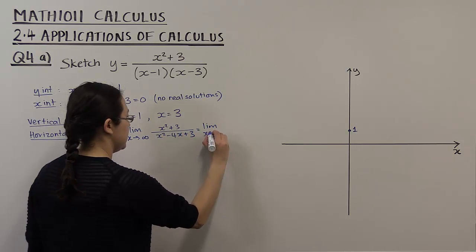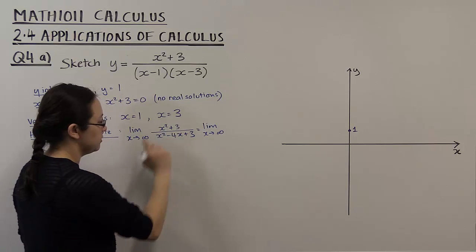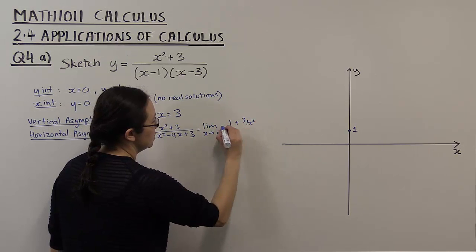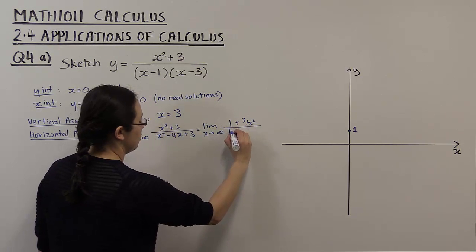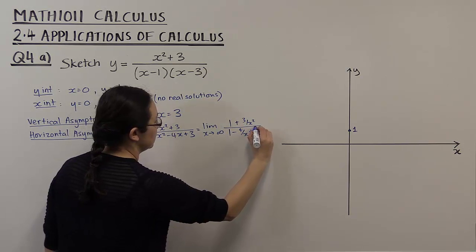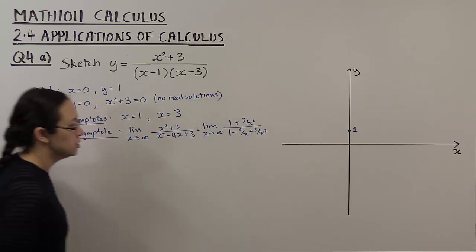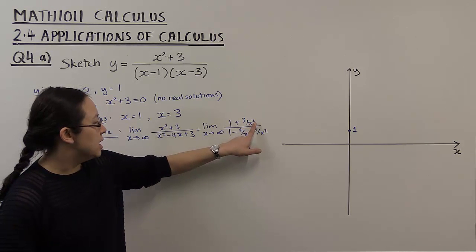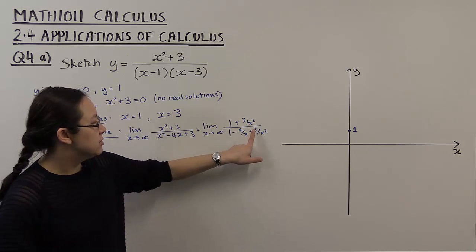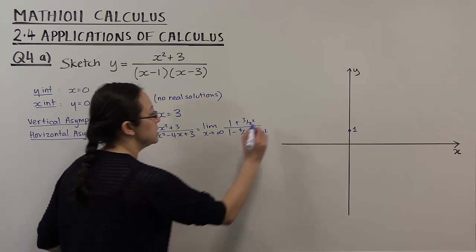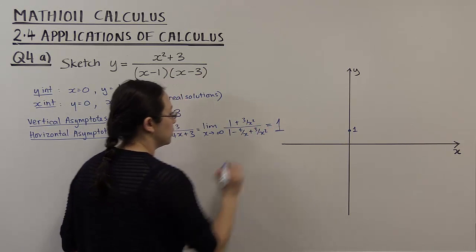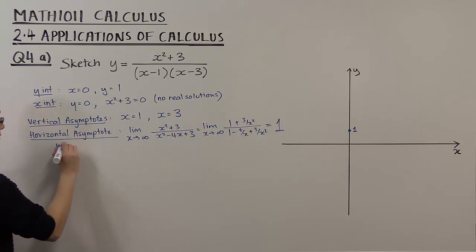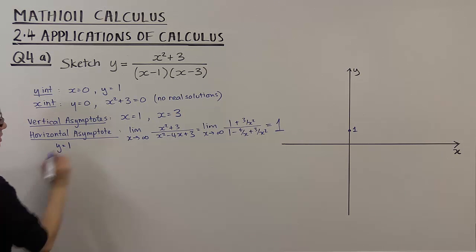So if I divide everything in this expression by x squared, then I'll get 1 plus 3 on x squared on the numerator, and I will get 1 minus 4 on x plus 3 on x squared on the denominator. And I can see when x is large, 3 on x squared approaches 0, 4 on x approaches 0, 3 on x squared approaches 0. So this approaches 1 divided by 1, which is 1. So we have y equals 1 is a horizontal asymptote here.